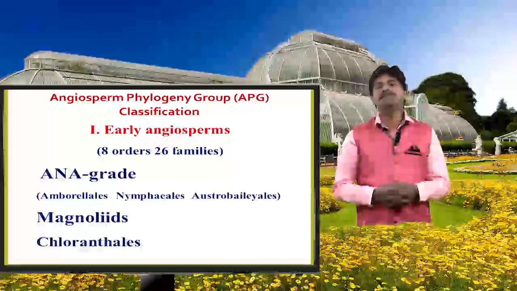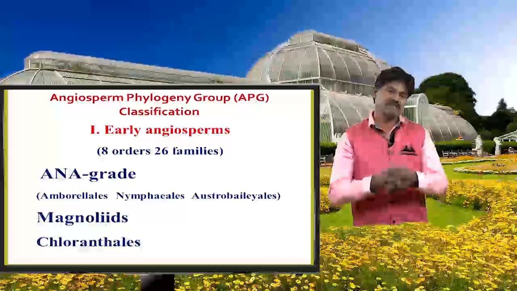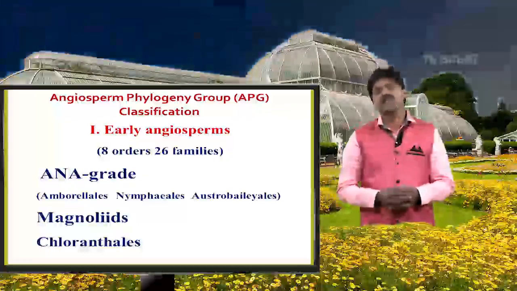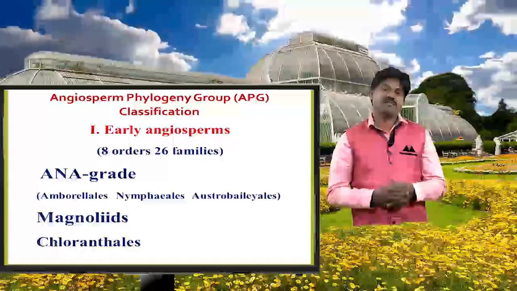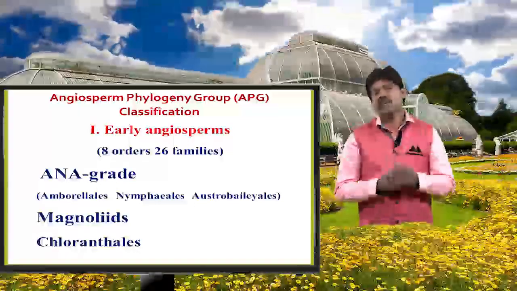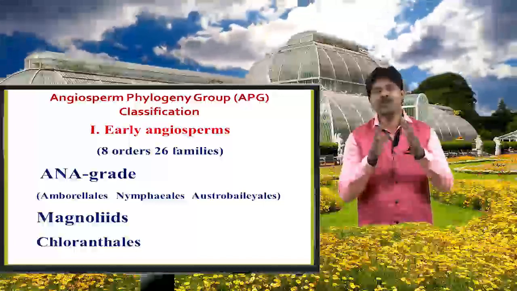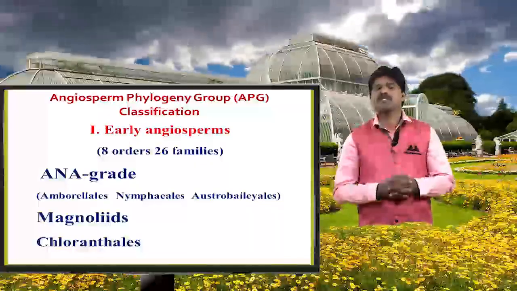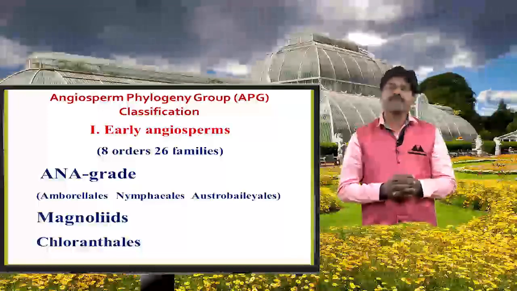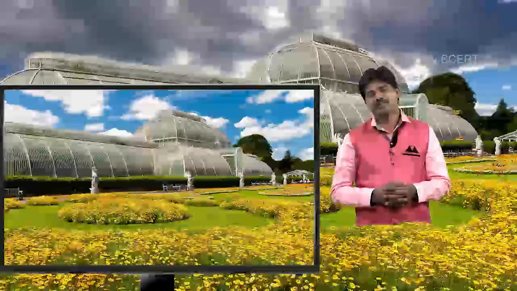Then the second group is magnoliids. The third group is Chloranthales. So these are the three clades: ANA grade, magnoliids and Chloranthales. So this is the first clade, early angiosperms.